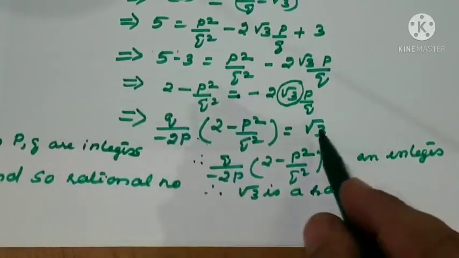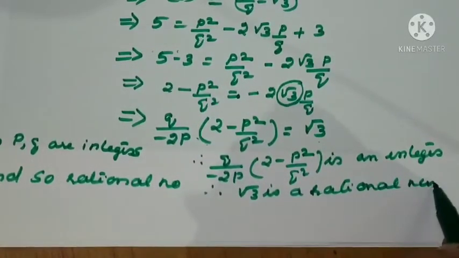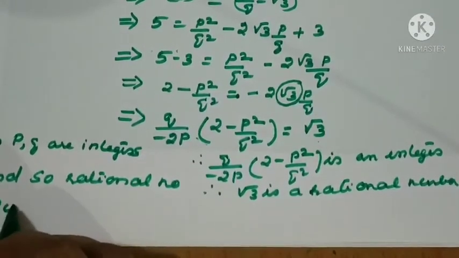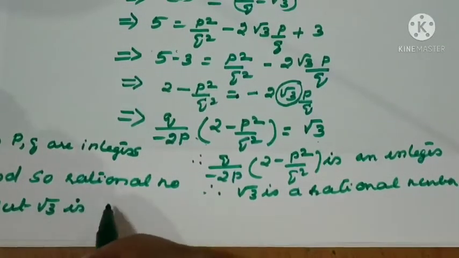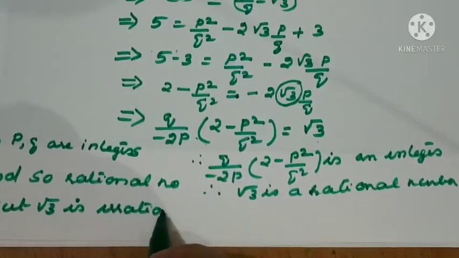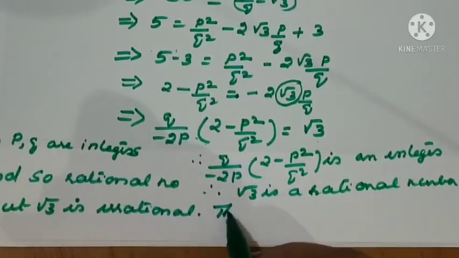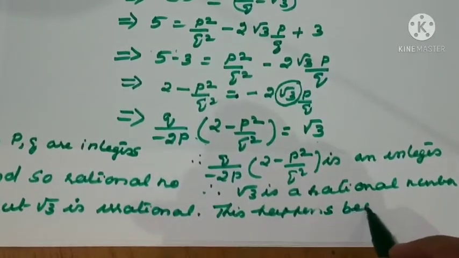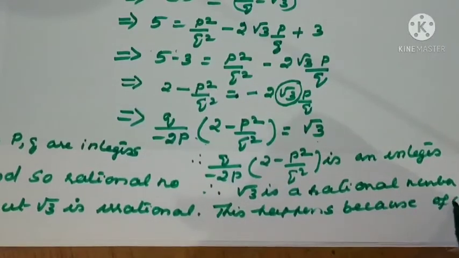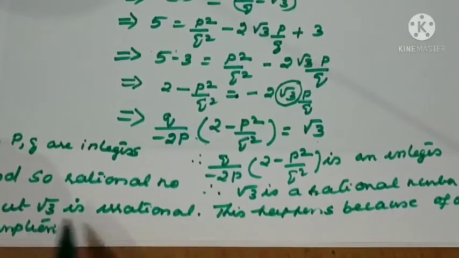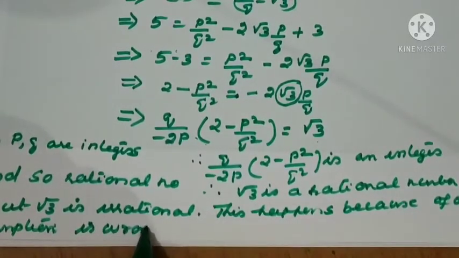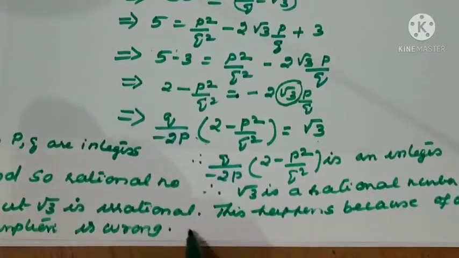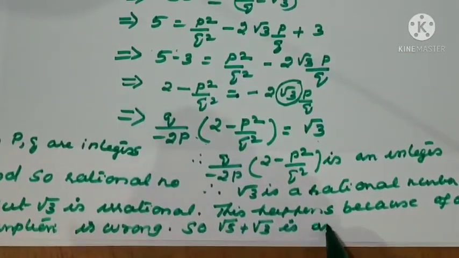A rational cannot be equal to irrational, right? But we know that root 3 is irrational. This happens because our assumption is wrong. So root 5 plus root 3 is an irrational number.